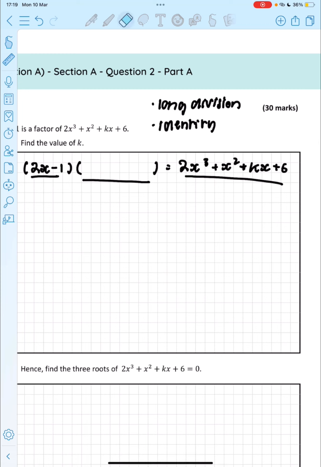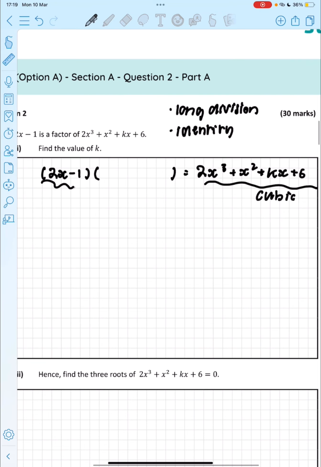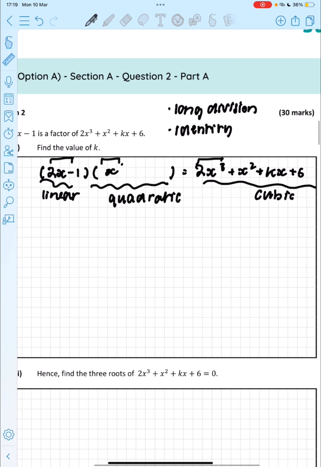So we have a bit of a trick in order to figure out what it needs to be multiplied by. This here is linear, and this here is a cubic, which means that what we need to multiply this by is a quadratic. So quadratic, we know x squared, x, and some number. So a handy little trick we know, the first thing here is going to get me my first term here. So 2x times what is going to get me 2x cubed, and that's going to be x squared.